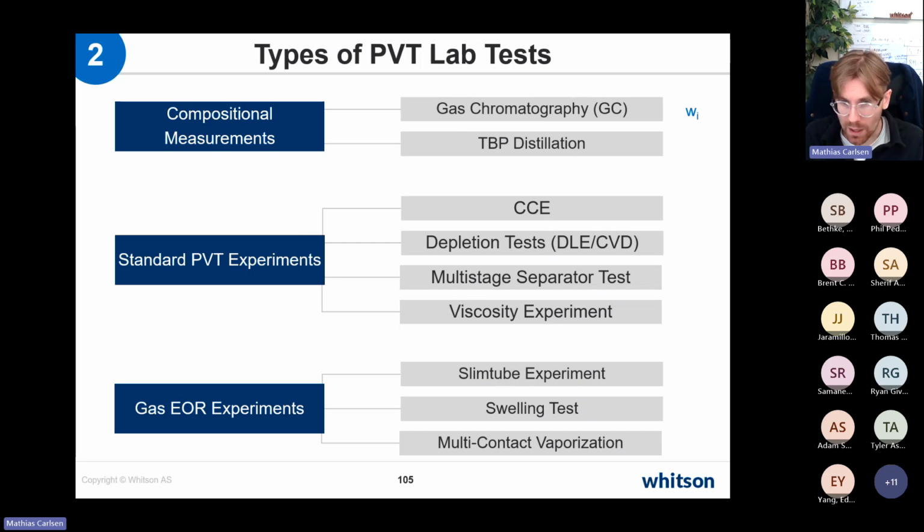If you have a little bit more money and more time, some people like to get the true boiling point distillation experiment as well. That gives you the weights, the molecular weights, and the specific gravity. The CCE experiment is what gives you the saturation pressure. The depletion tests, like DLE and CVD, give you the liquid relative volume. The multi-stage separator test is what gives you the formation volume factor that was asked about earlier.